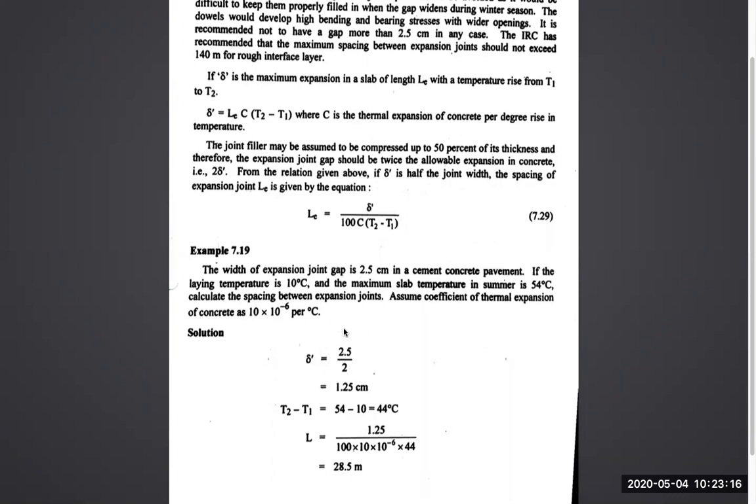I hope this is clear. So it is very simple. Okay. So delta dash divided by 100 into C into the variation in temperature. I hope this is clear. So this is how we design the length or interval from one expansion joint to another expansion joint. Okay.